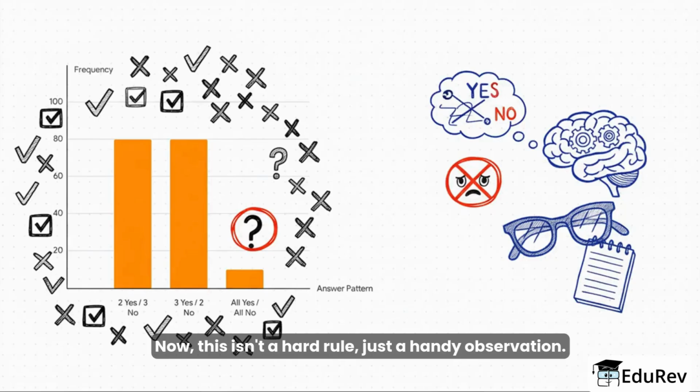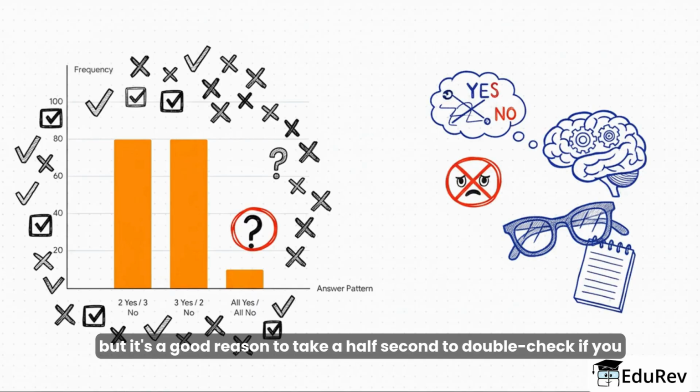Now, this isn't a hard rule, just a handy observation. Usually the answers are mixed, 2 yeses and 3 nos or something like that. So if you find yourself putting down 5 yeses or 5 nos, just see it as a little yellow flag. Doesn't mean you're wrong, but it's a good reason to take a half second to double check if you can.